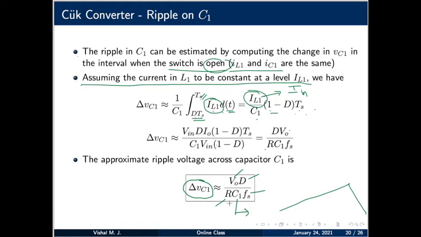Remember, this is not exact, this is approximated. And why this approximation? Because we have assumed IL1 to be constant, whereas it is not constant, it will be rising and falling. Since we have considered the switch open, the current will be falling. But for the sake of simplicity, we have assumed this IL to be constant. This error we purposefully make with the intention of making the calculation simpler. We sacrifice accuracy for simplicity. Hope you have understood this.